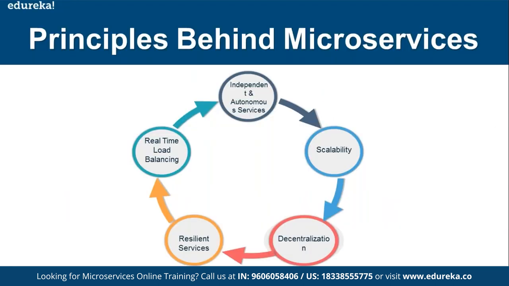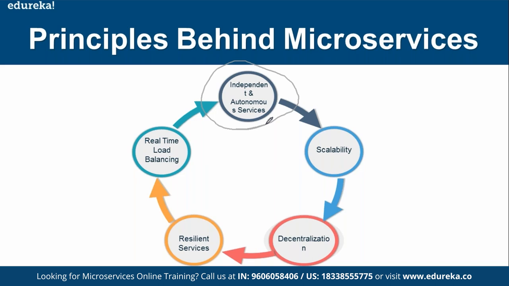First thing is independent and autonomous services, which means one application should run without having a dependency on another one. So they're supposed to be running individually and independently. They should also be highly scalable. Tomorrow you might say, okay, the number of sales that we're going to look at has increased to 1 billion. You should be able to scale up any of your applications to an extent that you are capable of supporting any volume of data or any volume of transactions or whatever is happening.